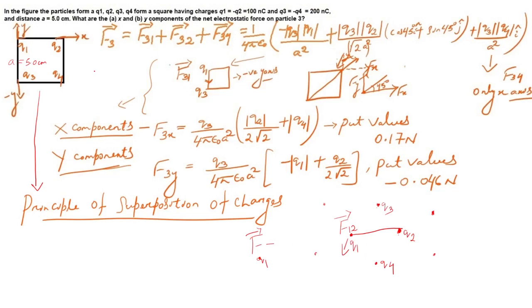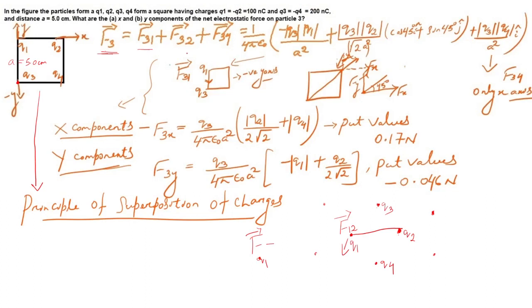Coming to the problem again, the question is about the x and y components. What are the x and y components of the net electrostatic force on q3? Basically there are three surrounding charges. So the net force is the vector sum of F31, F32 and F34, due to 1, due to 2 and due to 4.